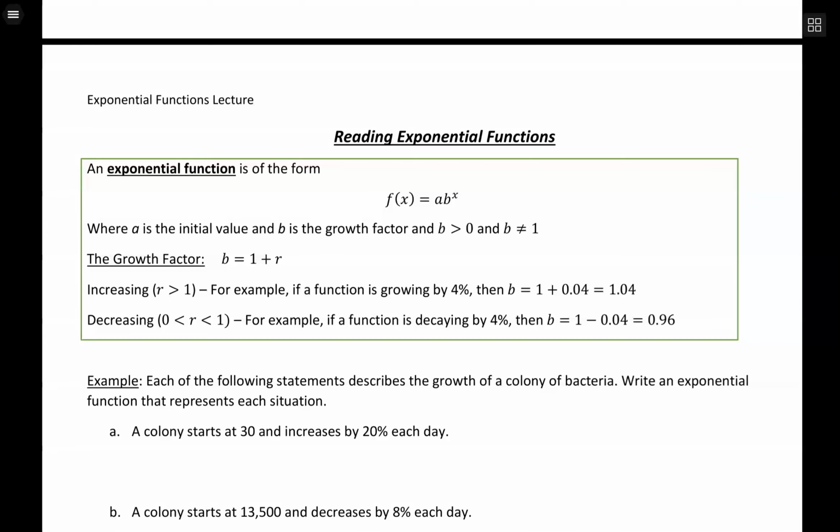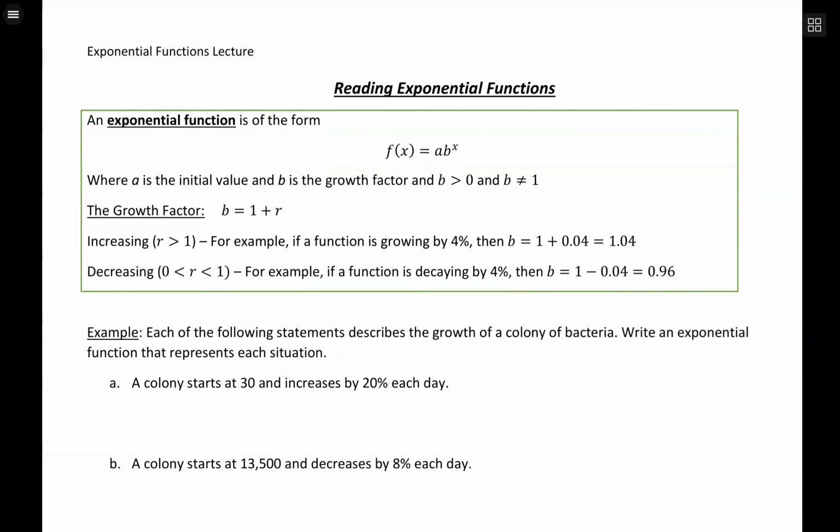So let's talk about reading our exponential functions. We'll talk about this in two directions. One, looking at a function and being able to read it, to understand what it's telling us, and also the form of being given information and forming our exponential function. So we'll form the exponential functions and then see how those pieces come through.